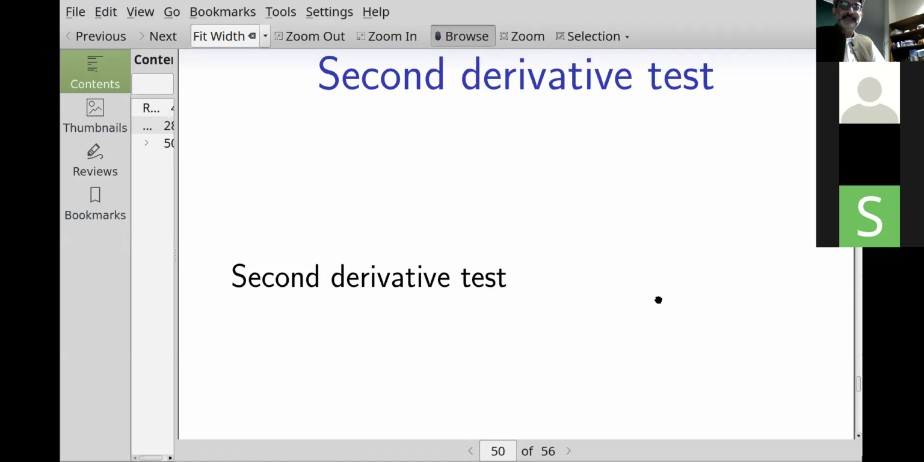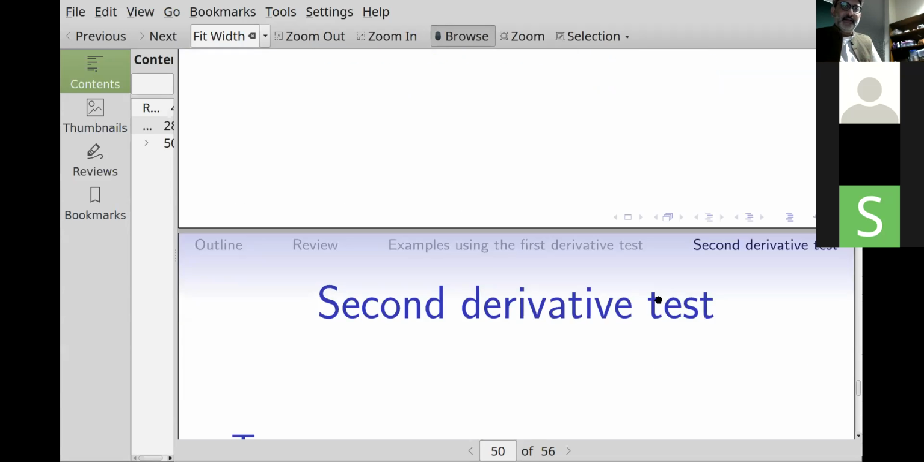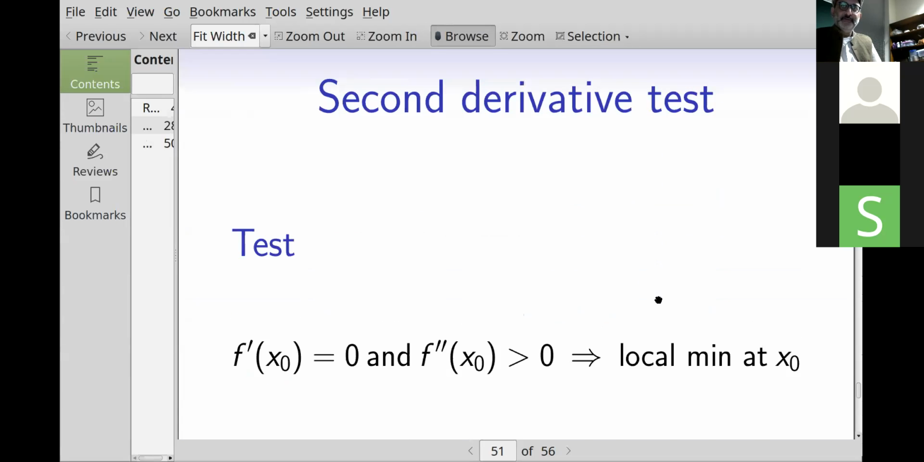Okay, but let's suppose that you're lucky and it's twice differentiable. So you have a critical point x0 where the derivative is equal to 0, and at the same time the second derivative at that critical point x0 is greater than 0. The second derivative test says that you have a local minimum at that point. Okay?